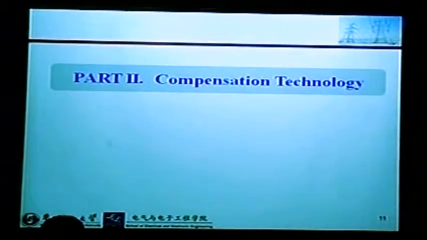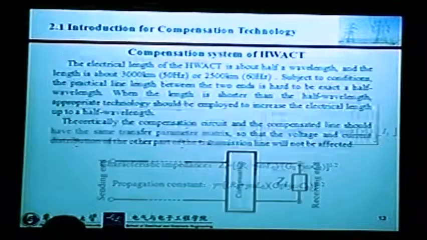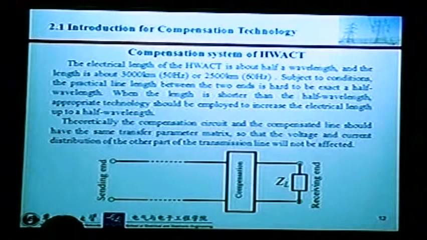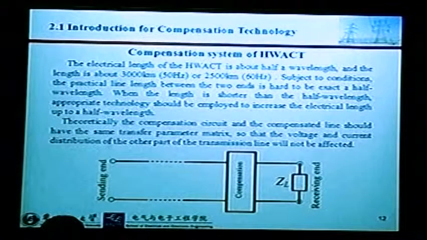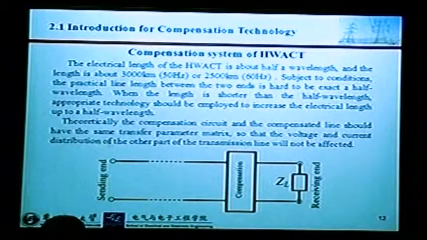The second part, compensation technology. The electrical length of the HWACT is about half a wavelength, and the length is about 3,000 kilometers for 50 hertz or 2,500 kilometers at 60 hertz. Subject to conditions, the practical distance between the two ends is hard to be exactly half a wavelength. When the length is shorter than half a wavelength, compensation technology should be applied to increase the electrical length up to half a wavelength.